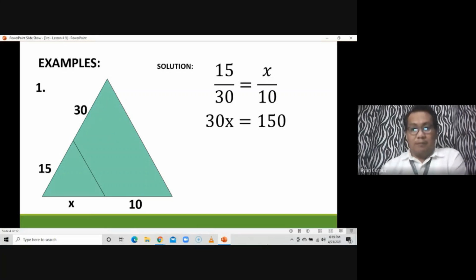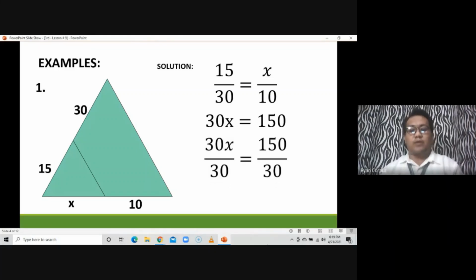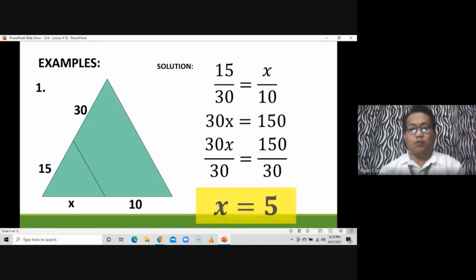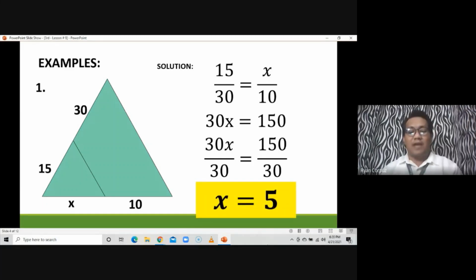So from there, we are going to divide, since we want to solve for the value of x, since it's still accompanied by 30, so we have to remove 30 by dividing both sides of the equation by 30. So we can cancel out now 30 so that x will be left. And 150 divided by 30 is equal to 5. So the value of x now is equal to 5.